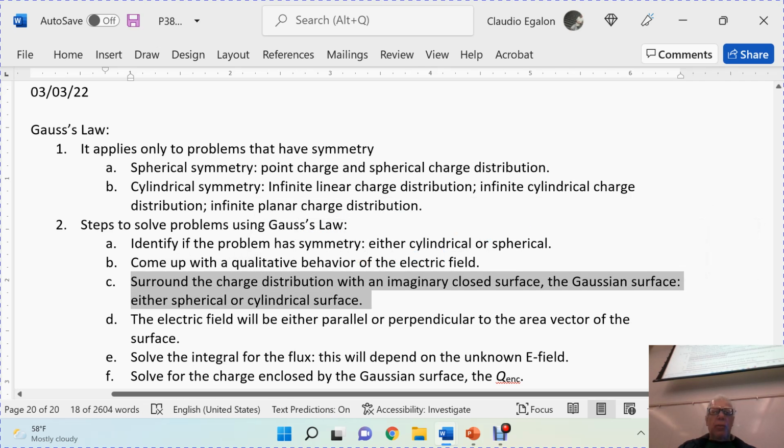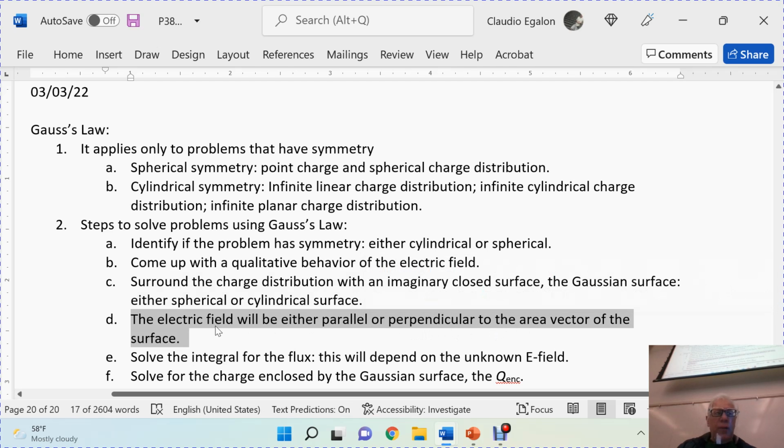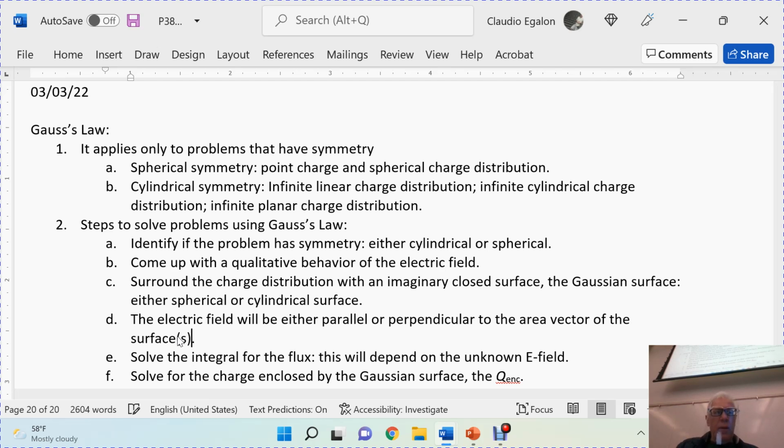Surround the charge distribution with an imaginary closed surface. That's what we call the Gaussian surface. The Gaussian surface is going to be either spherical or cylindrical. That's what we did here. The electric field will be either parallel or perpendicular to the area vector of the surface. Okay, let's put the surfaces. Sometimes we have more than one surface, right?